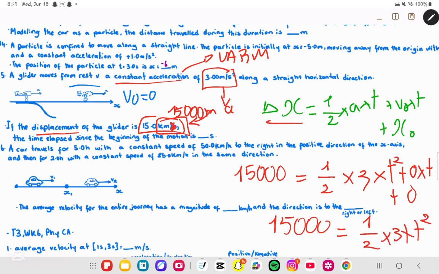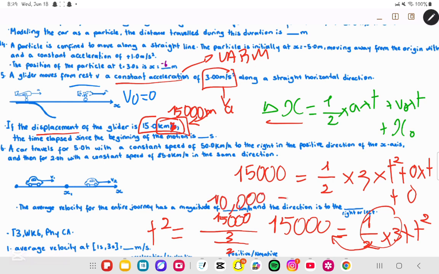So move these to the other side. Time squared is equal to 15,000 divided by 3/2. You will get an answer of 10,000. So 10,000 is equal to t squared. To find the value of t, you're going to take the square root of both sides. The square root is 100, so time is equal to 100 seconds.